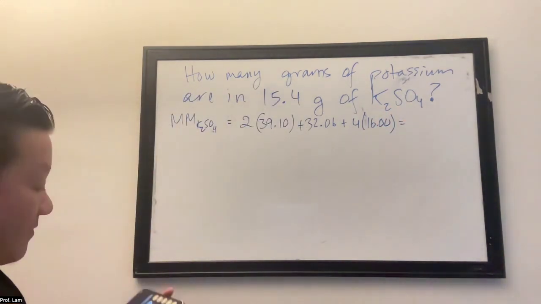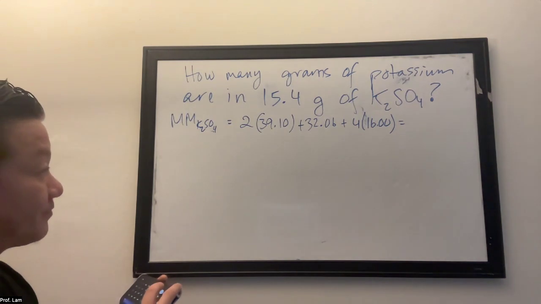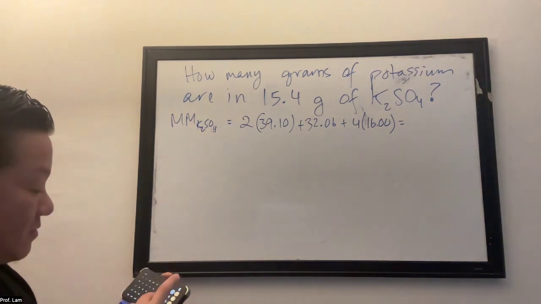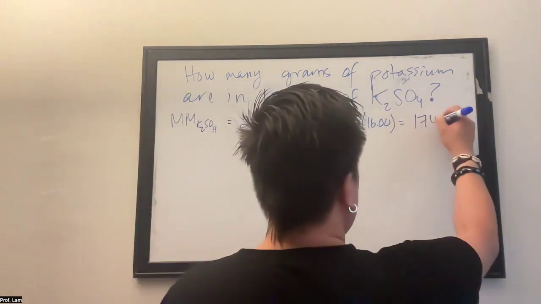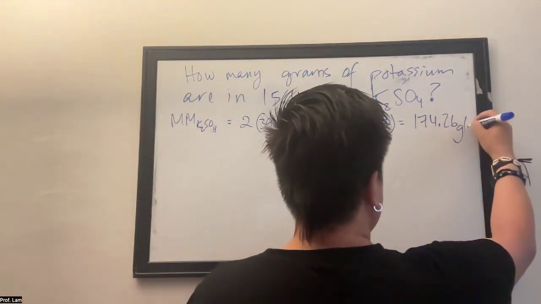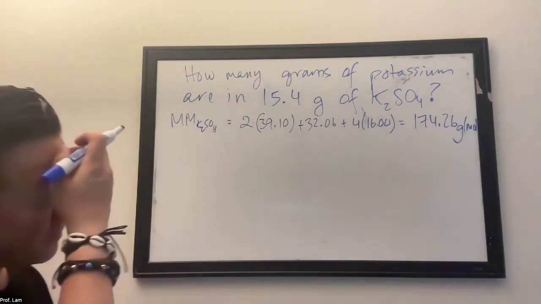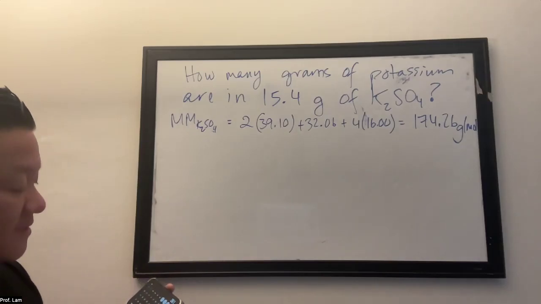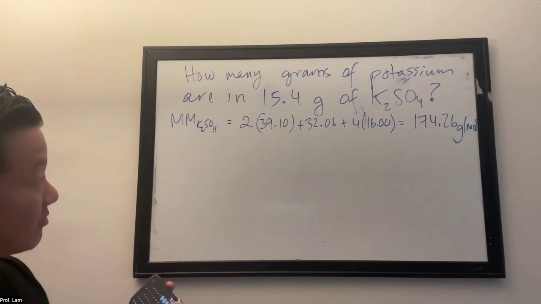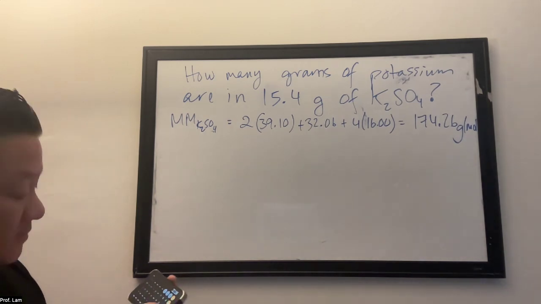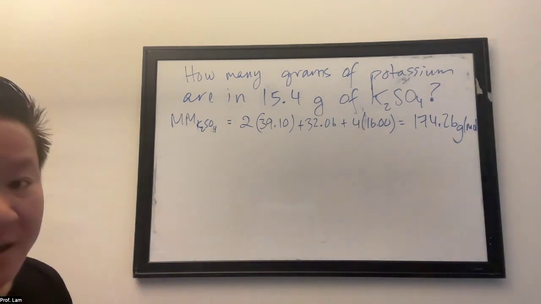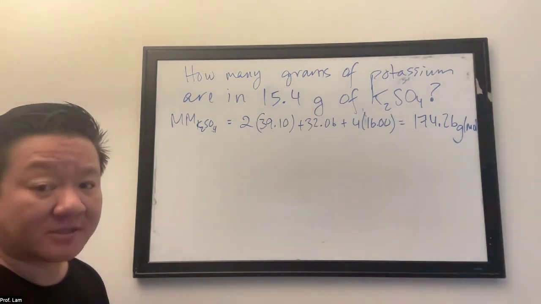Okay, so what do we have when we sum that all up? 174.26 grams per mole. And again, as I was saying, when you're doing molar masses, 2 decimal places is great to round to. And yes, just double checking that the molar mass is right. Okay, so we got 174.26 grams per mole.